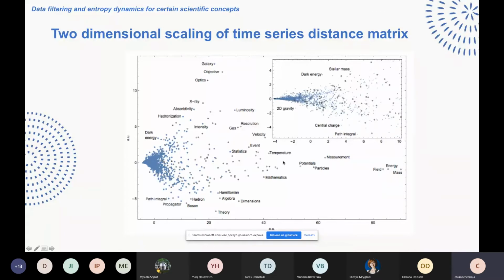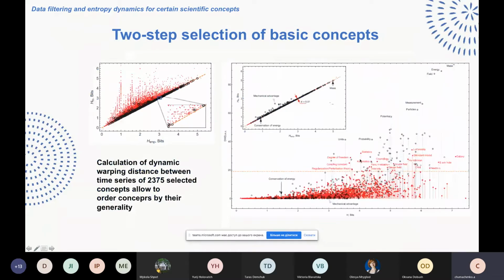We used this scaling to make some scoring of these concepts. In order to say that this line is okay, we put in a third dimension in some sense and say that mass, energy, and field are really very basic concepts, and a smaller number of them can be considered as basic. These are the new red dots, according to some threshold.